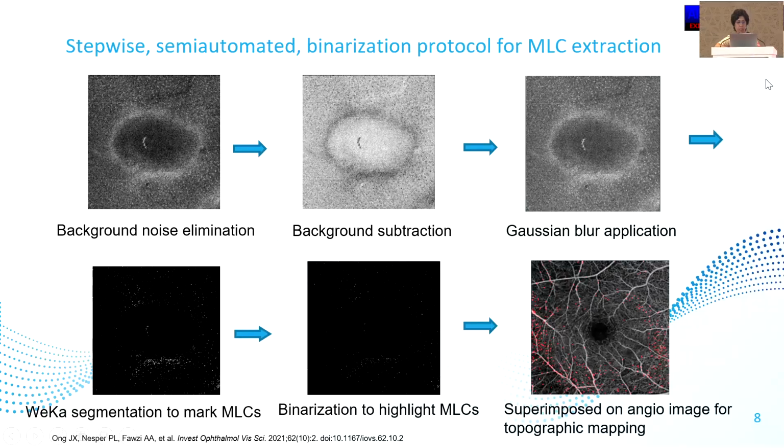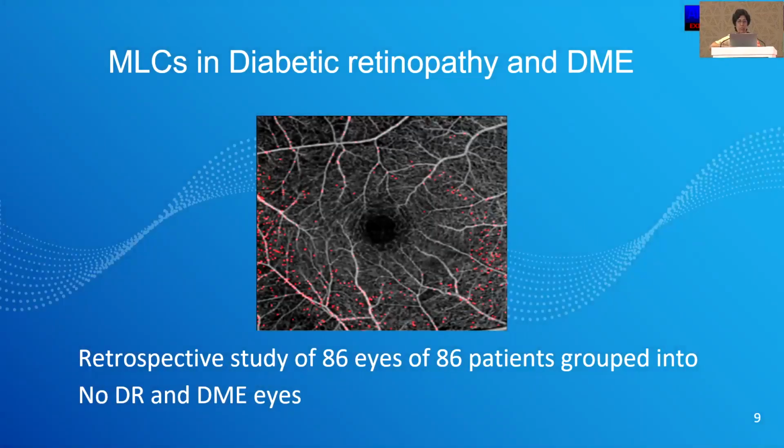And here you see this in the last image. These are the macrophage-like cells. These are the cells actually, but very difficult to visualize them. So we have colored them red and then superimposed them on the angio image for better localization and topographic mapping of these cells. So let us see what happens to these MLCs in diabetic retinopathy and diabetic macular edema.